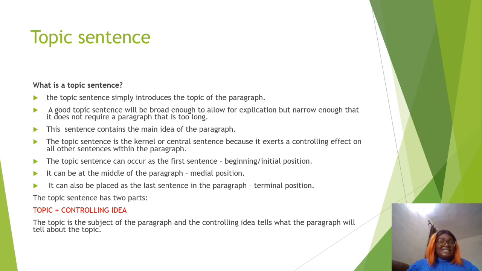The topic sentence, most importantly, has two parts. The first is the topic, then the second is the controlling idea. In other words, every topic sentence has a topic and a controlling idea. The topic is the subject of the paragraph, and the controlling idea tells what the paragraph will tell about the topic.